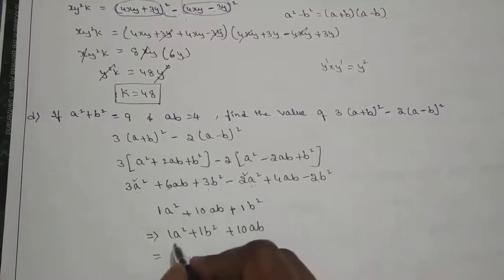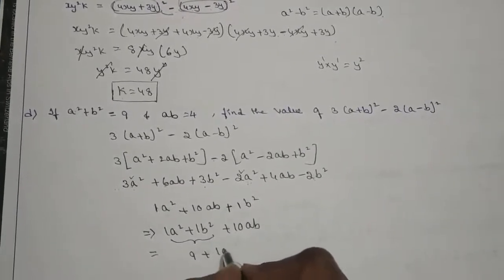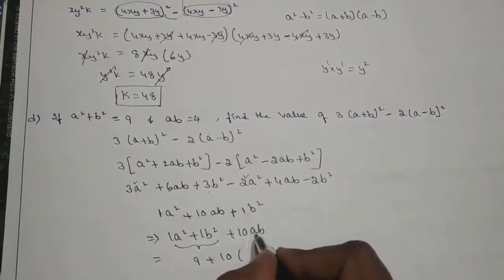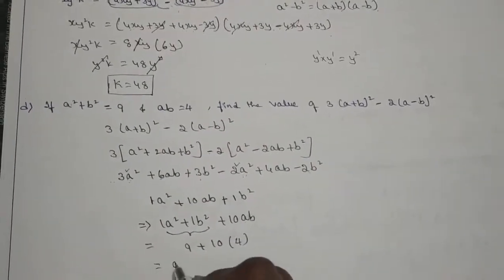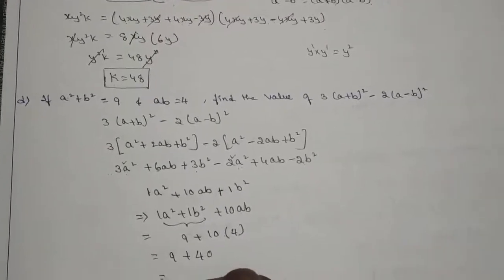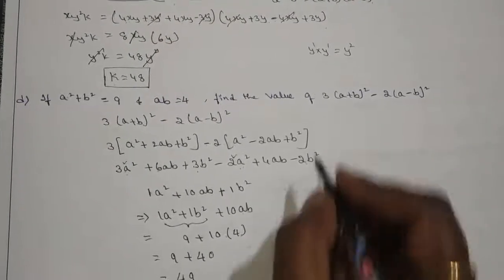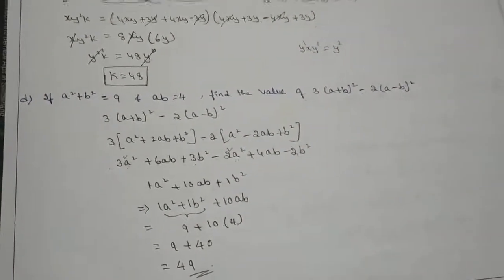What is its value? Its complete value is 9, plus 10 into ab, whose value is 4. Then 10 fours are 40. Then 9 plus 40 is 49. Then what is the value of the given expression? The value of the given expression is 49.